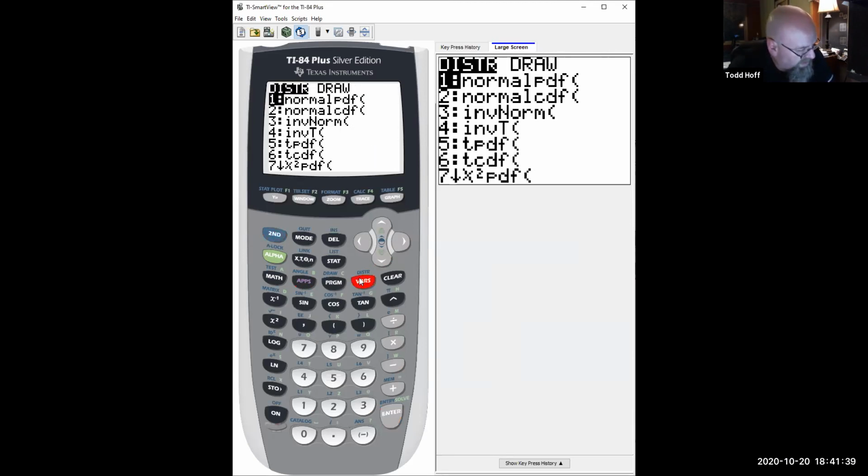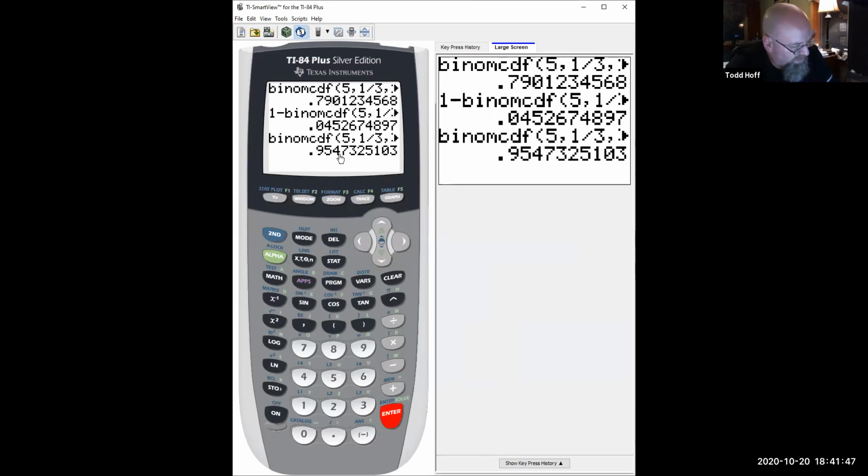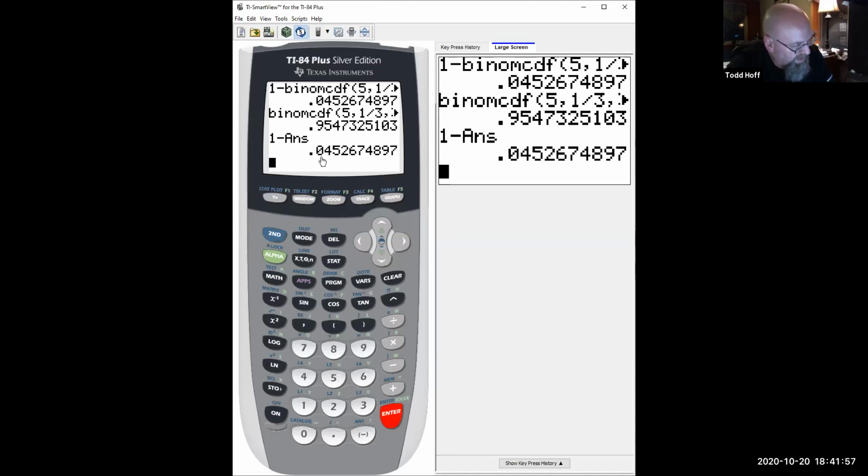Now, what if I forgot to put in the 1 minus first? What if I do second distribution, binomial CDF, and I put in all this information and I realize, oh man, I forgot to do the 1 minus. No problem. I just type in 1 minus and then do second answer, telling the calculator to subtract that previous answer from 1. And I get 0.0453.